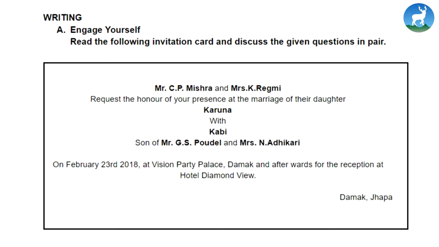This is an invitation card which is prepared to invite people to attend the wedding of Karuna and Kabi. We can see that Mr. C.P. Mishra and Mrs. K. Regme are the parents of Karuna, whereas Kabi's parents are Mr. G.S. Paudel and Mrs. N. Adhikari. And Karuna and Kabi are getting married on 23rd of February 2018 at Vision Party Palace in Damak. And the invitation card also invites people for reception at Hotel Diamond View. And now we will solve the questions related to this card.